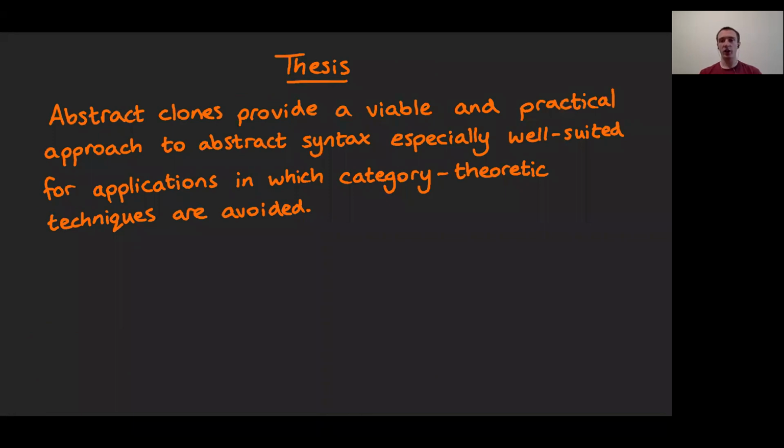Okay, so I'm going to finish up here. So in conclusion, our proposal is that abstract clones provide a viable and practical approach to abstract syntax. And they're especially well suited when one wants to avoid category theoretic arguments. But even if you are fond of using category theory, abstract clones are still very useful because the definition is conceptually much simpler than many of the alternatives. And so we think that abstract clones are a useful technique in general for abstract syntax.